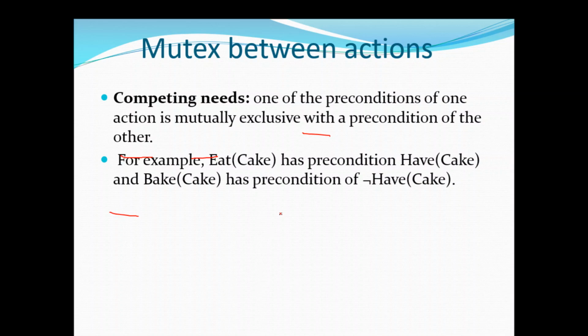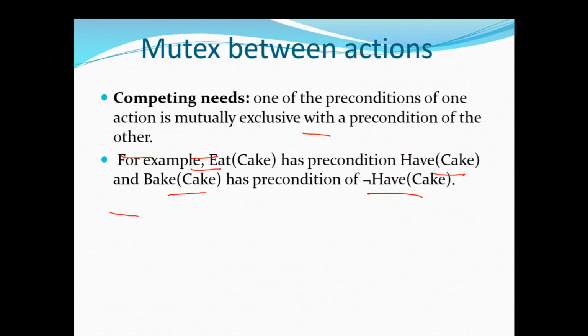So here we have eat cake. The precondition for eat cake is have cake. Okay. And for bake cake, it has a precondition not have cake. So this is basically an example of competing needs. Because for eat of cake, the precondition is have of cake, and for bake of cake, the precondition is not have of cake. So only one thing we can do. We cannot do both. They are mutually exclusive things. Right?